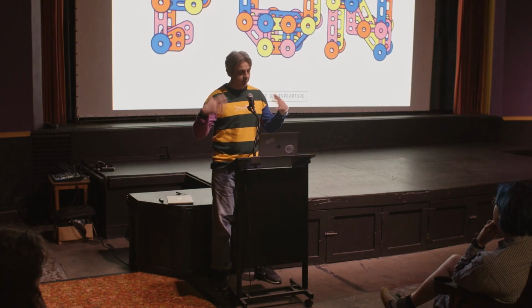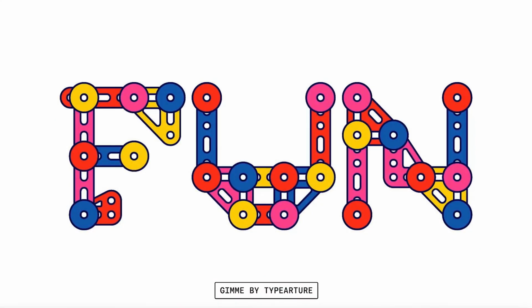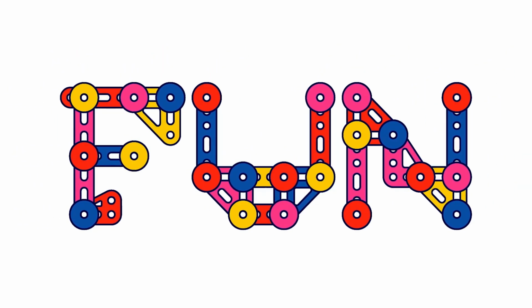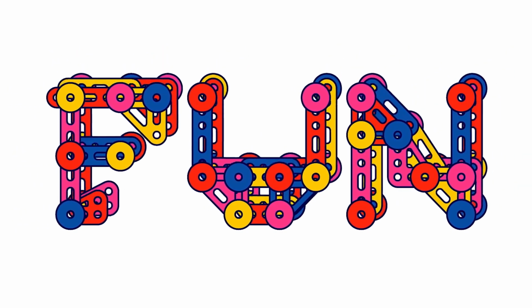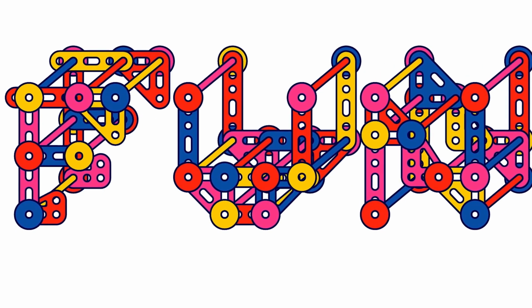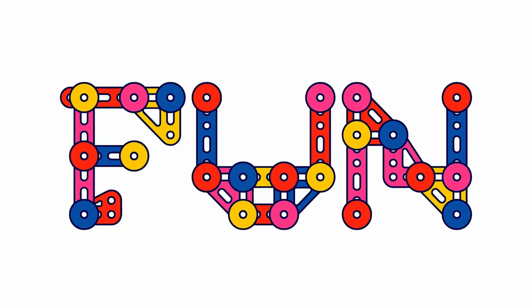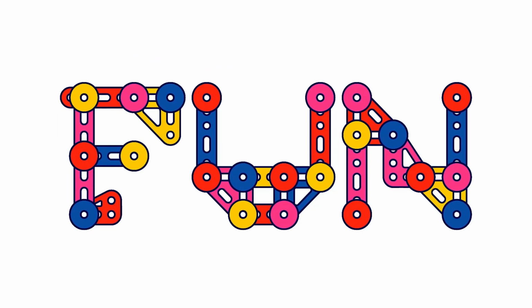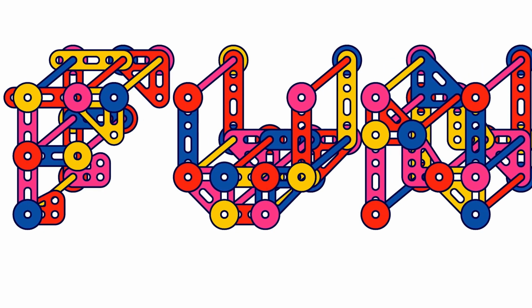And I also just want to point out that these are all still just variable fonts. I'm not doing anything fancy with editing or effects or anything. I'm just animating the value of the variable font axis. And this one in particular, Gimme by TypeArcher, is a color font that's also variable. So all these colors are embedded directly in it.